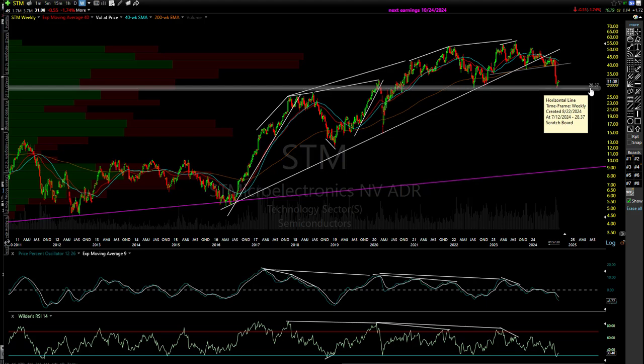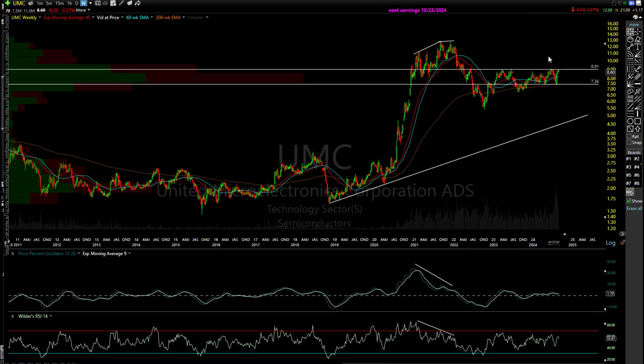STM right on nice support, 28.37. If you're a bull, you buy it here off 28, with a stop below. If you're a bear, wait for 28 to go, which is what I think is the most likely.